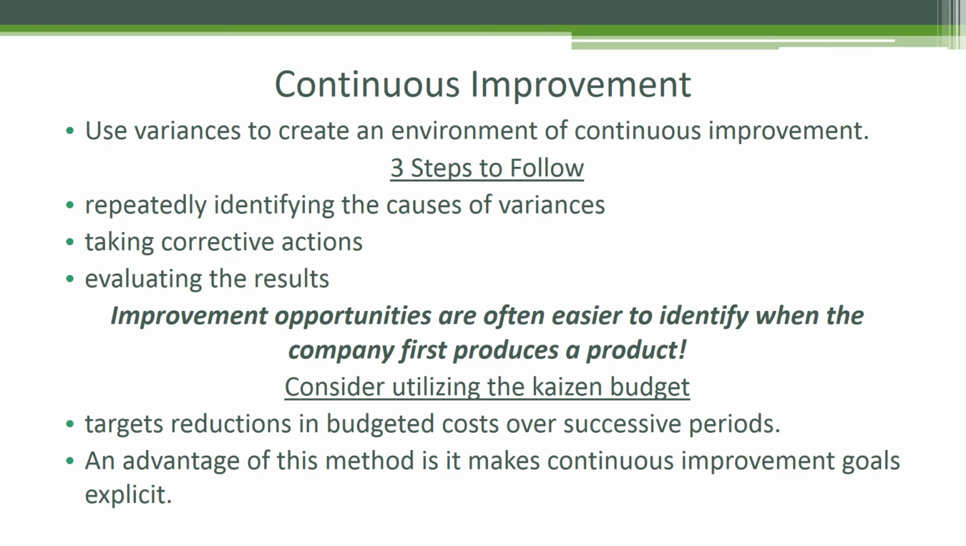Improvement opportunities are often easier to identify when the company first produces a product. Companies could consider utilizing the Kaizen budget to help foster their continuous improvement environment. The Kaizen budget targets reductions in budgeted costs over successive periods. An advantage of this method is it makes continuous improvement goals explicit.